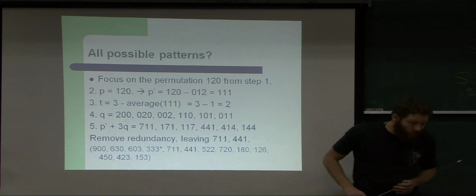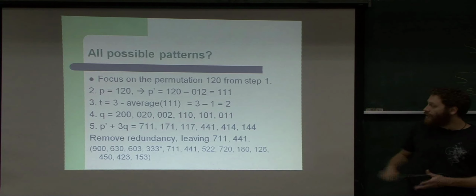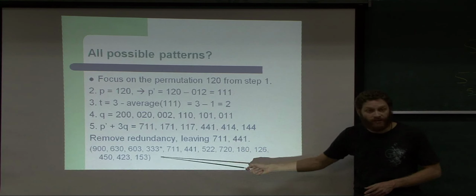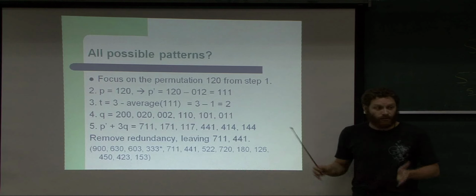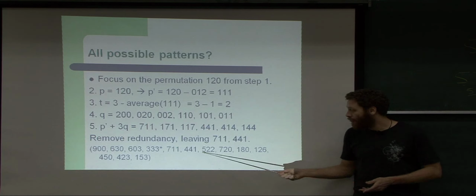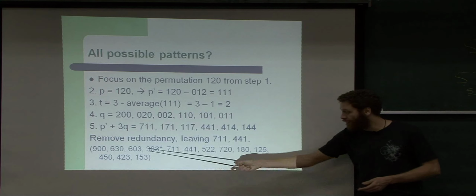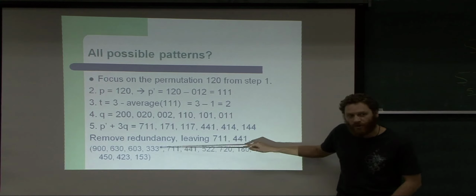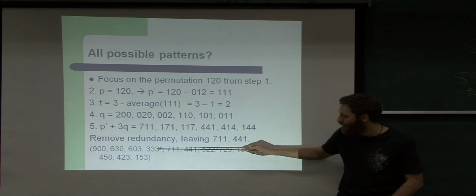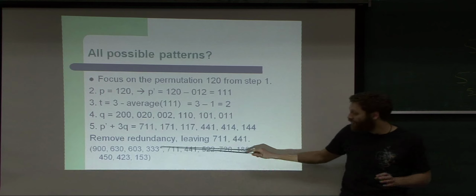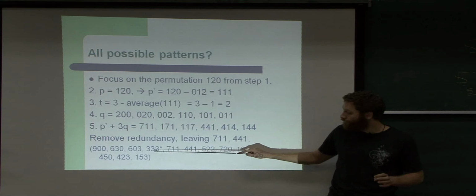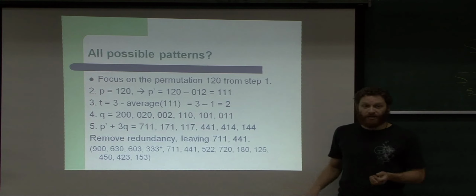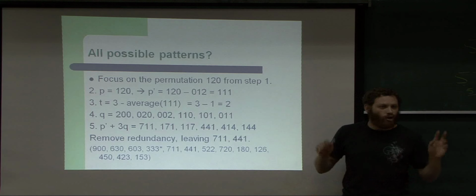So actually, if we apply this algorithm to every possible permutation, we end up with 13 distinct patterns of length 3 that can be juggled with 3 balls. This is an exhaustive list. Notice I've put a little star next to this one because our algorithm still generates 3, 3, 3, but that's not a pattern in our notation. This pattern should actually be represented simply by the number 3, not 3, 3, 3.